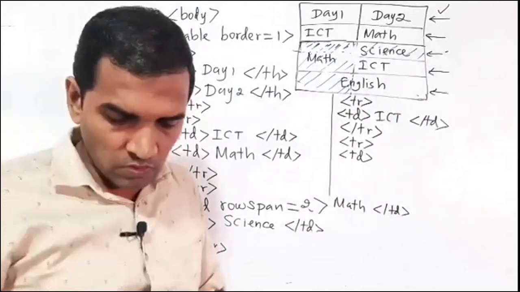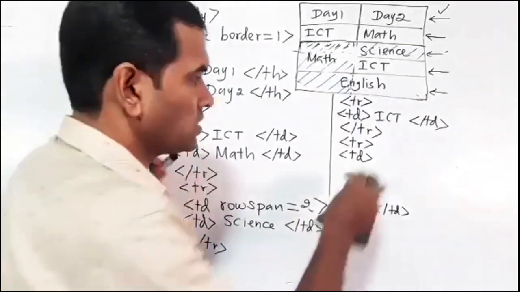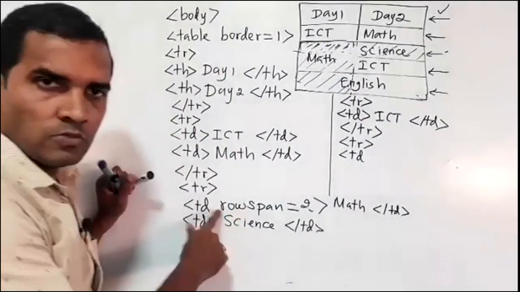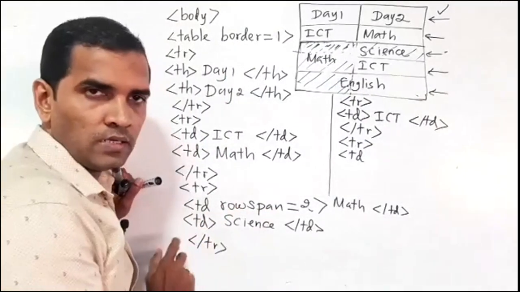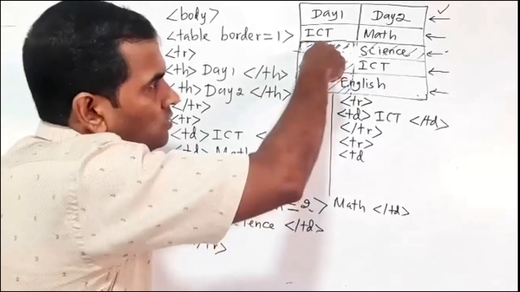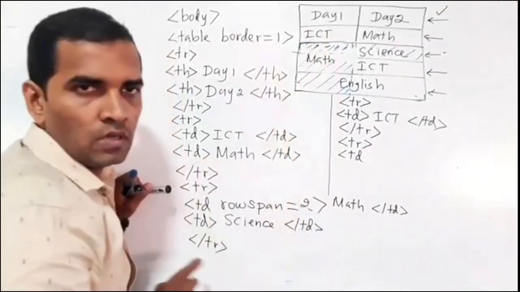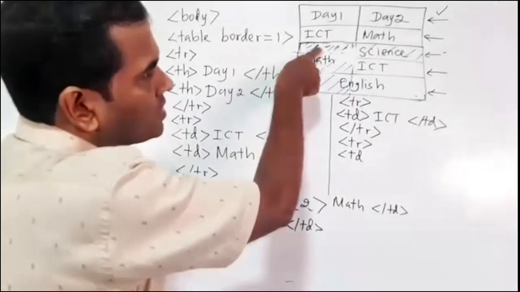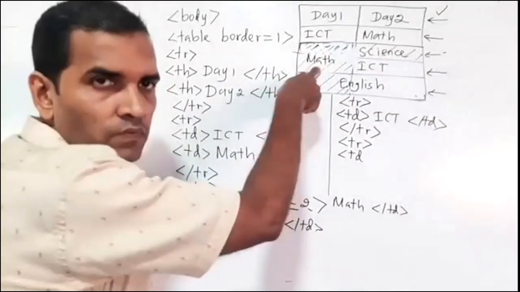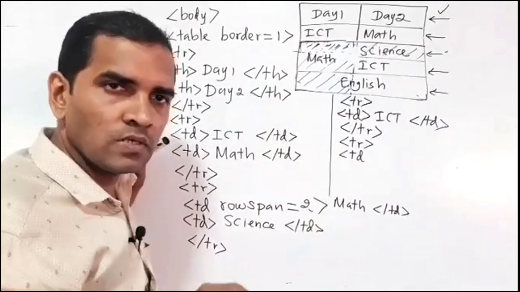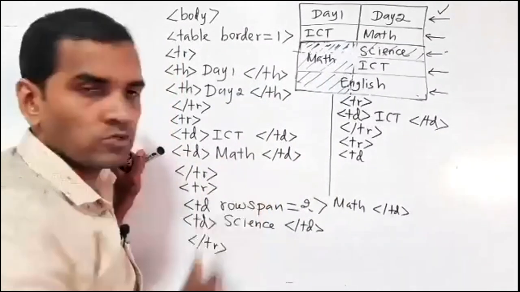But since it is not a single cell, you have to merge it. When it comes to merging, we used rowspan earlier, because there we wanted to merge two cells which are in two different rows. Look at the first cell, that is in the third row. Look at this one, this is in the fourth row. So since two cells in two different rows are merged, we use rowspan.